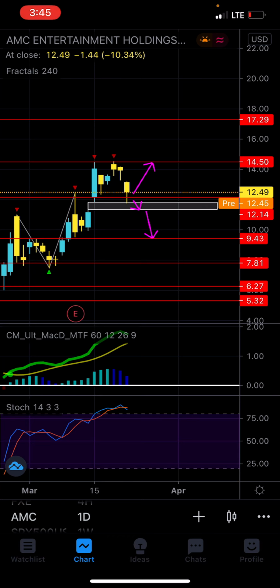So if I had to take a wild guess on AMC, I would think we're going to be going down to 943, after filling that $11.50-ish gap.